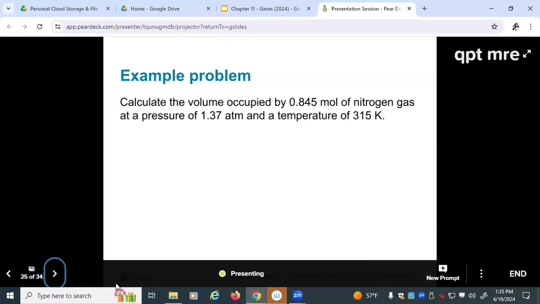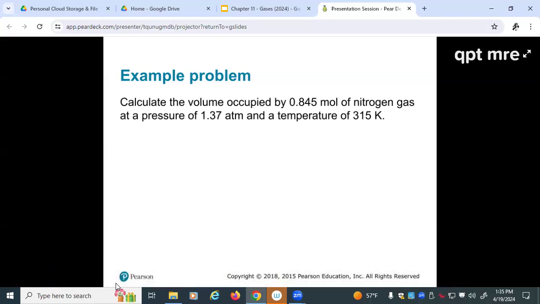Let's take a look at an example problem. What is the volume occupied by 0.845 moles of nitrogen gas at a pressure of 1.37 atmospheres and a temperature of 315 Kelvin?